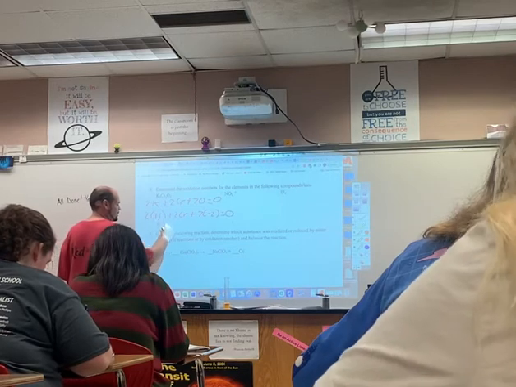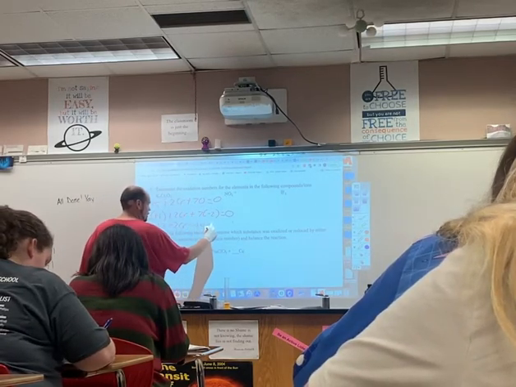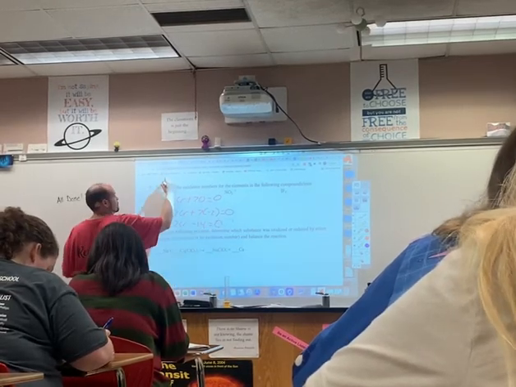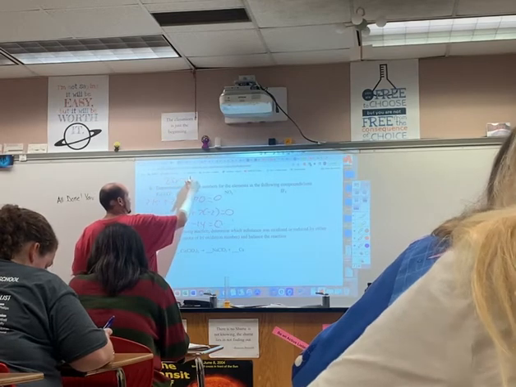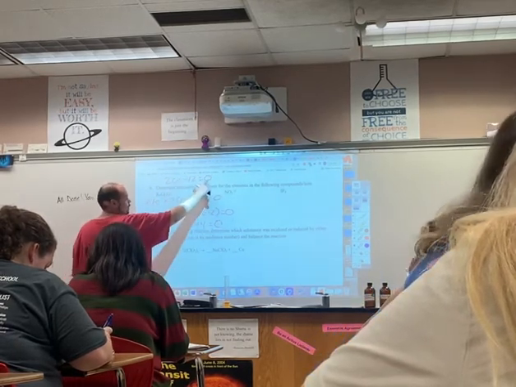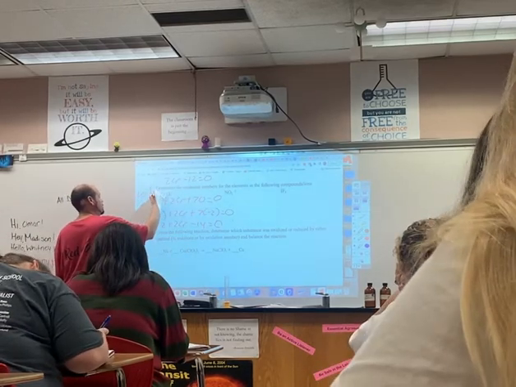So positive 2 plus 2 chromiums minus 14 equals 0. Combine like terms. So 2 chromium minus 12 equals 0. Add 12 to both sides, divide by 2. Chromium, in this case, is a positive 6.